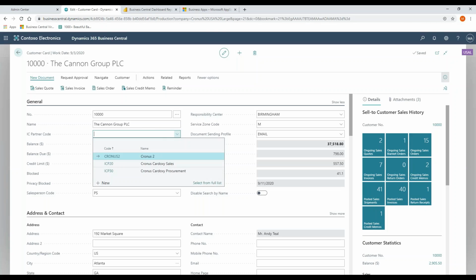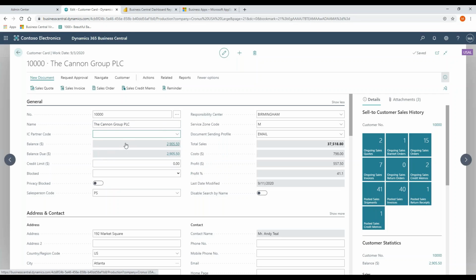IC is intercompany partner code. So I said that we have the ability to do intercompany at a GL perspective. We also have it on the sales and receivables transactions. So if this is actually an intercompany trading partner versus just a customer, I can designate that here. Always have visibility to transactions, balances, that sort of thing on master records. So you'll see that I've got customer balance, et cetera.